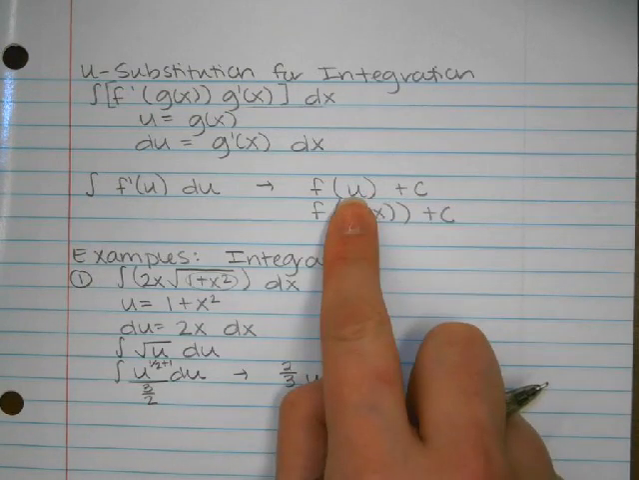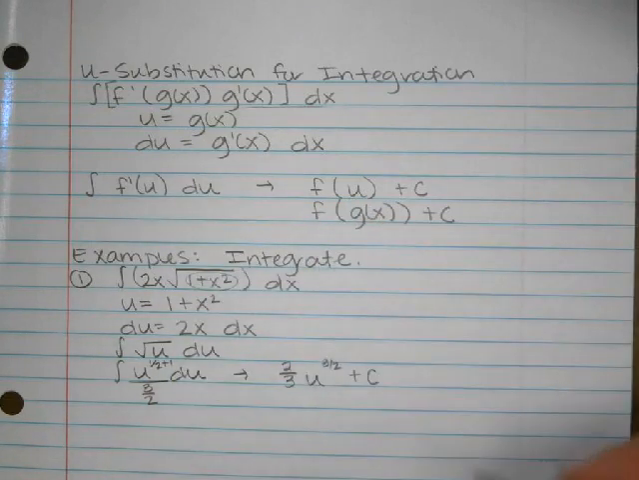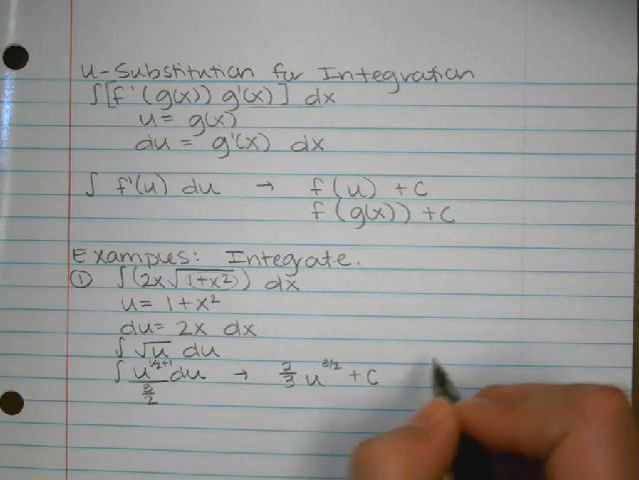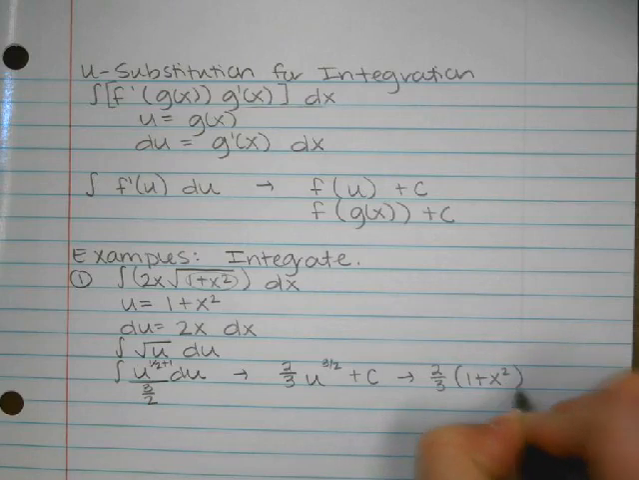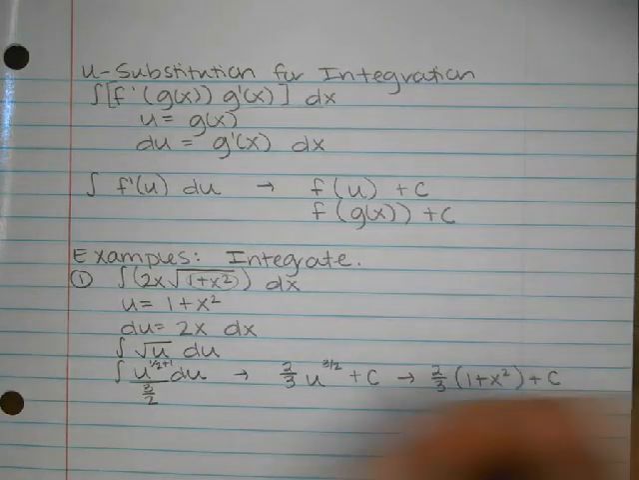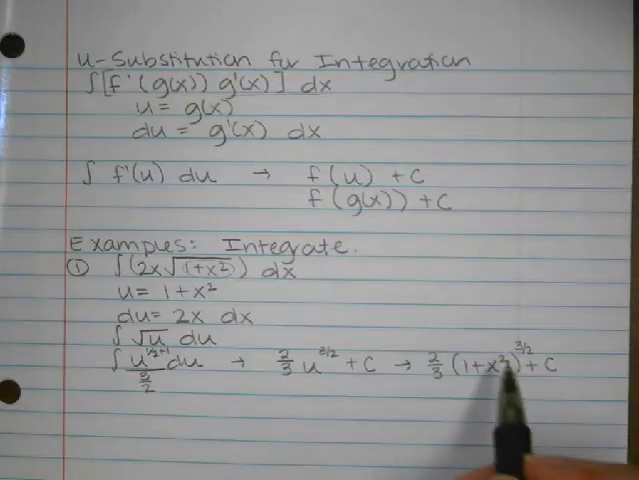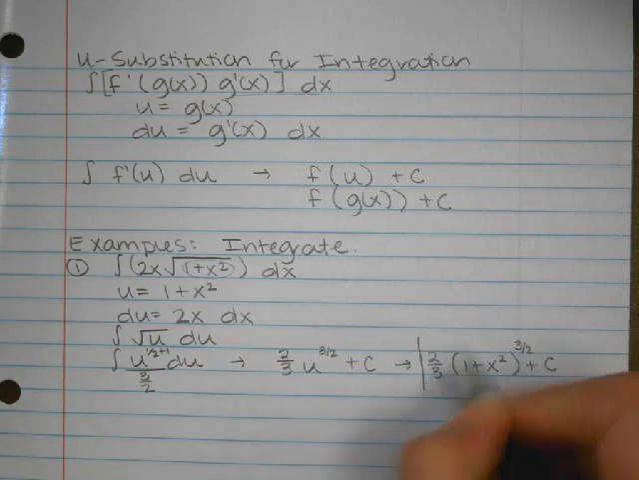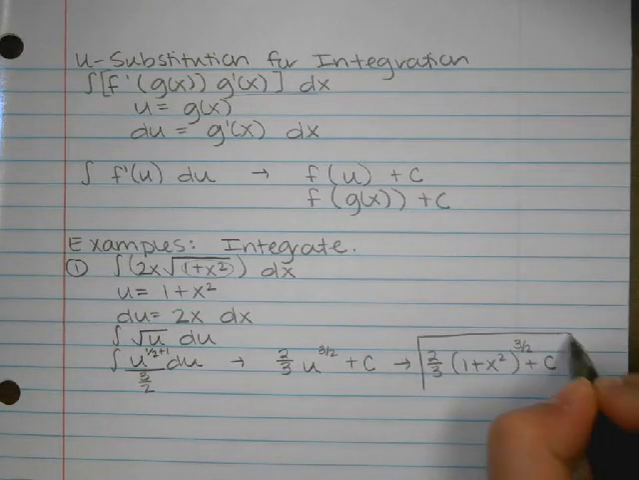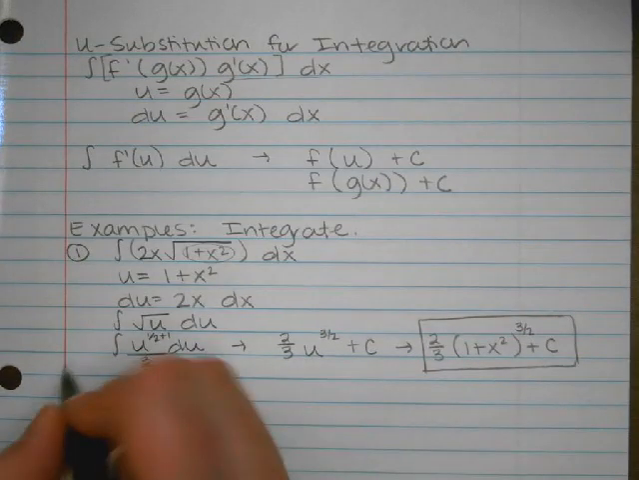And then I take the u and I plug it back in with what I substituted out. So 2/3 u to the 3/2 plus c is going to become 2/3 times 1 plus x squared plus c. Oh, and I forgot my exponent, 3/2. And of course, we have it written like this, but we could also rewrite it as a radical if we needed to. But for now, we'll just leave it like this unless we see a multiple choice problem where rewriting it is necessary.